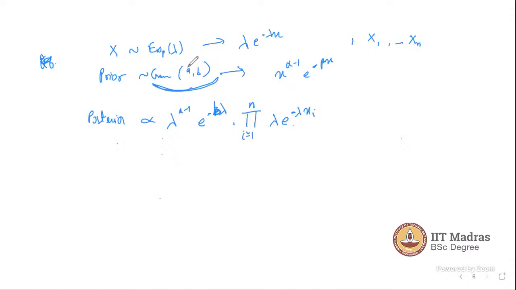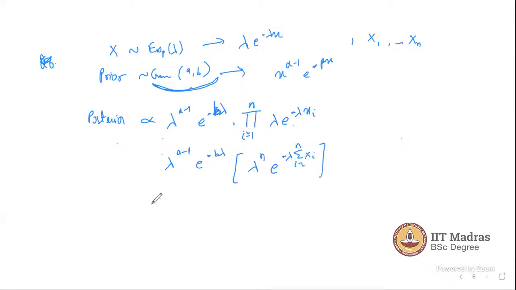that follow an exponential lambda distribution. So I will write lambda to the power a minus 1 e to the power minus beta lambda, the product of all these samples, all these likelihoods. If I write, I will get lambda to the power n e to the power minus lambda sum over xi, varying from 1 to n.